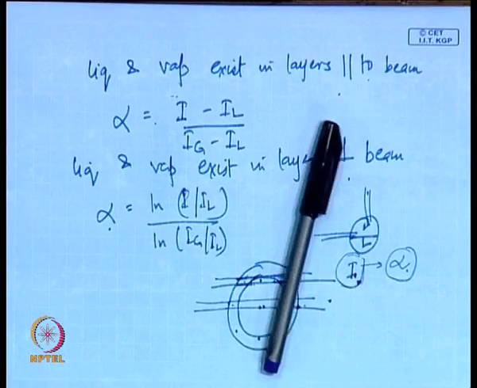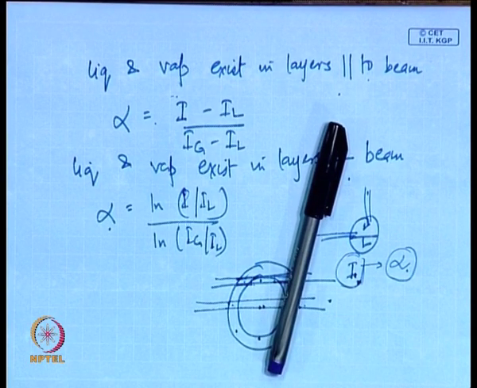We have to subtract I minus IL by Ig minus IL. So, we are subtracting two large quantities, and again a number of errors can come up due to that. Do you understand? So, in this particular case what happens?